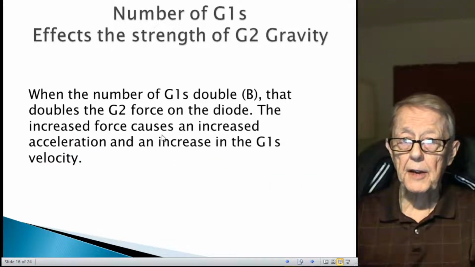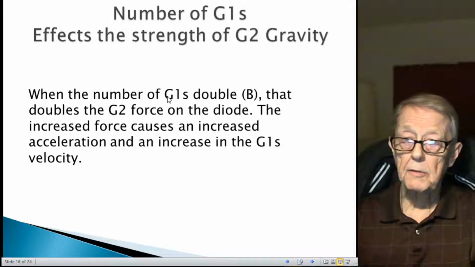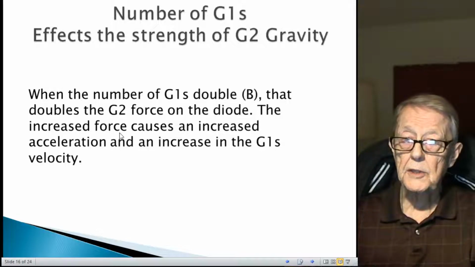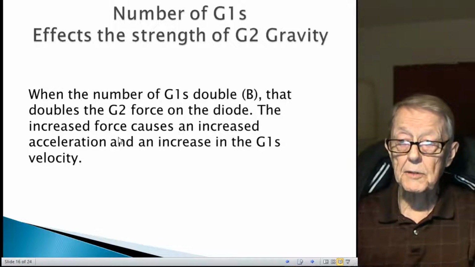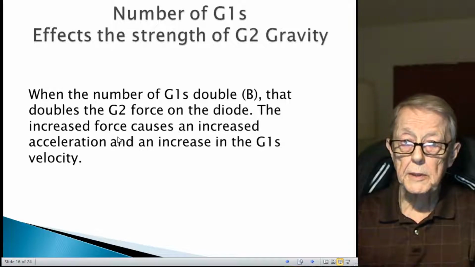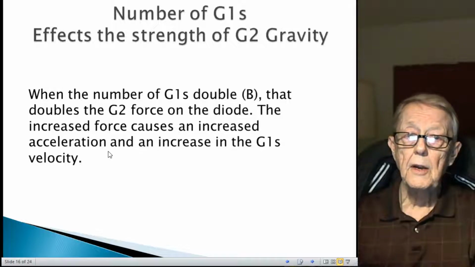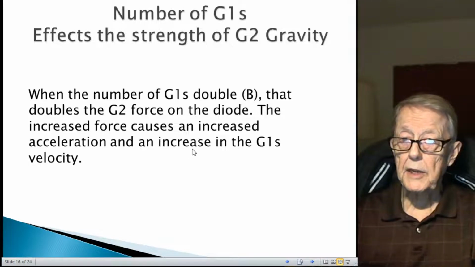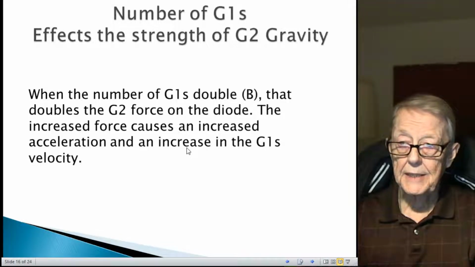There's a second effect. When the number of G1s doubles, like when I change the resistor from 9K to 4.5K, the number of G1s doubles, the value of B doubles, and hence the G2 force, the G2 gravity on the diode, doubles. The increased force causes an increase in acceleration, because that's the force causing it to accelerate in the first place. So when you double that, you cause it to go faster, and you hence increase the G1 velocity inside the diode.